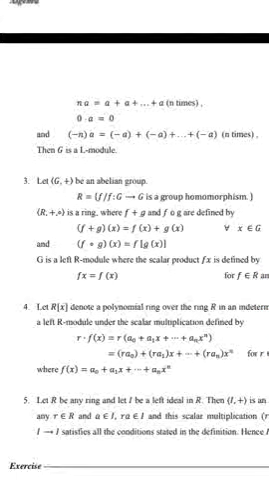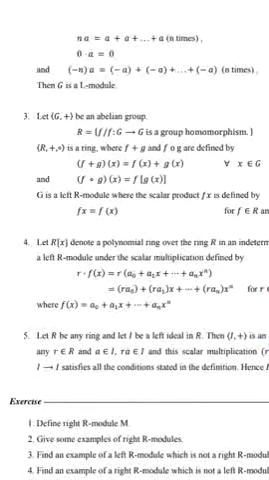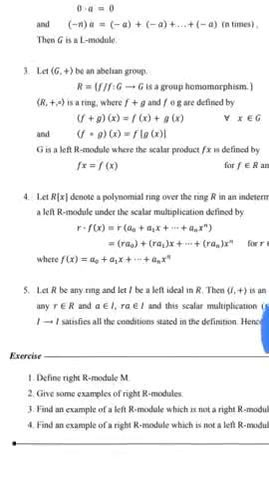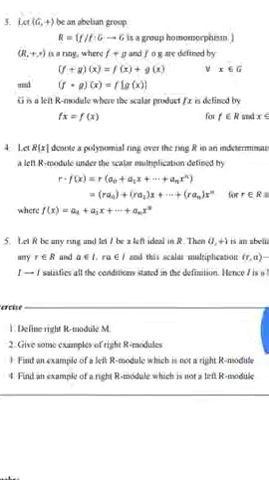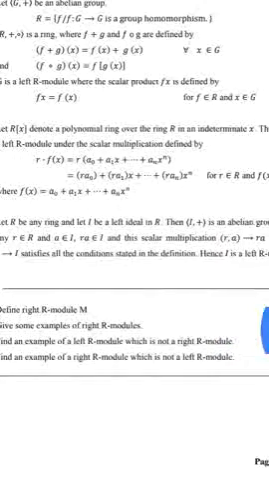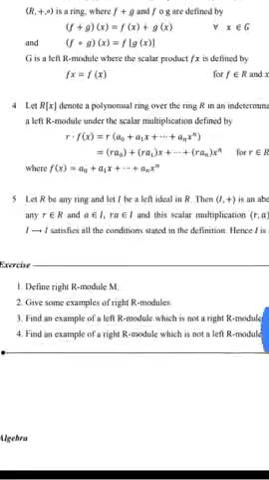Next example. Let (G, +) be an abelian group and R = {f such that f from G to G is a group homomorphism}. Then (R, +, ·) is a ring, where f + g and f·g are defined by (f + g)(x) = f(x) + g(x), and (f·g)(x) = f(g(x)). G is a left R module where the scalar product fx is defined by fx = f(x).